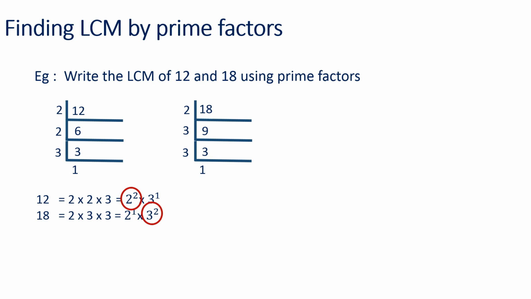The least common multiple is the product of these two highest powers. So that is 2 to the power 2 into 3 to the power 2. That means 4 into 9. The answer is 36. So the least common multiple of 12 and 18 is 36. In other words, 36 can be divided by both 12 and 18 without a remainder. Now let's look into another example.